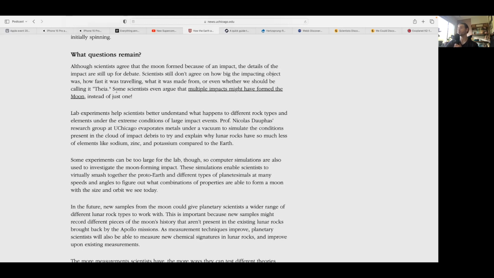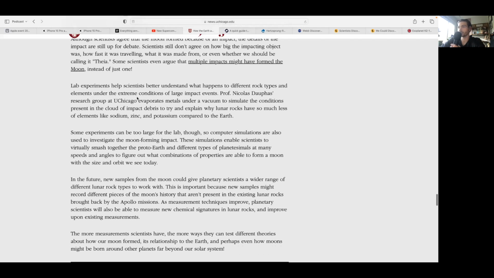Some scientists even argue that multiple impacts might have formed the moon instead of just one, which is an interesting thing. If there was, say, 5, 6 different impacts, and those came from outside of the solar system, or those came from inside of the solar system, to go back to that point about the protoplanetary disk that surrounded our early sun.